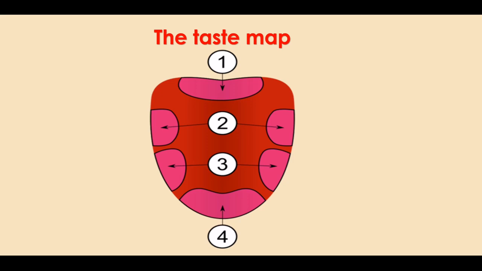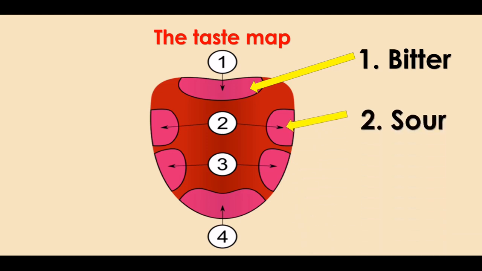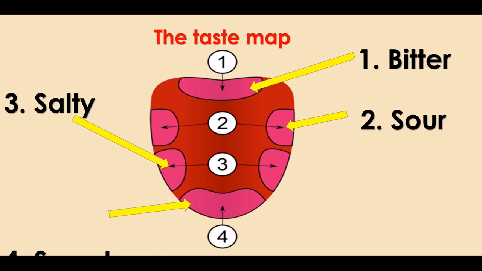Number 1, we have on the bottom of our tongue, bitter. Number 2, on the side of our tongue, we have sour. Number 3, on the other side, we have salty. And number 4, on the tip of our tongue, we have sweet. Some think there is also a fifth taste called umami or savoriness.